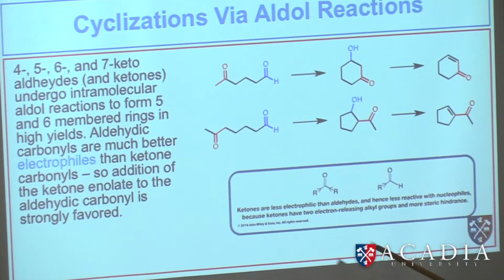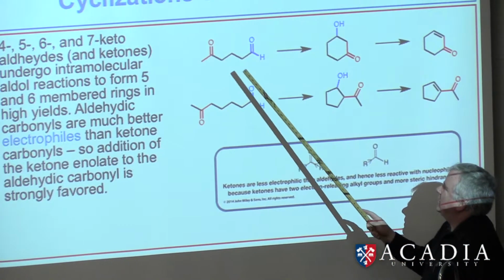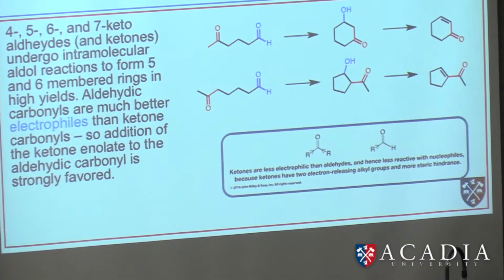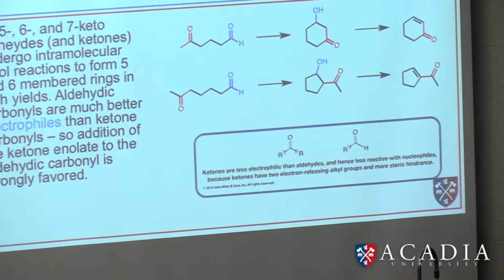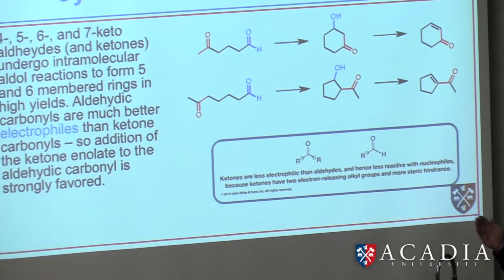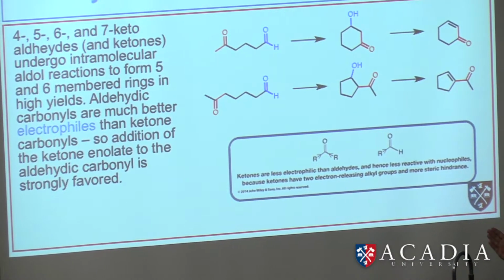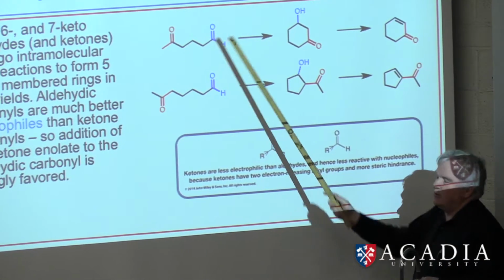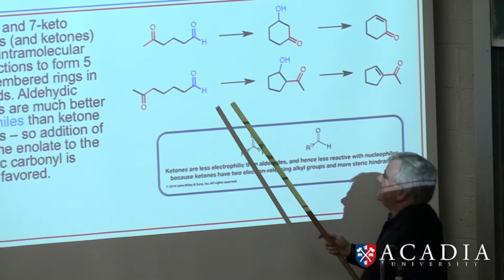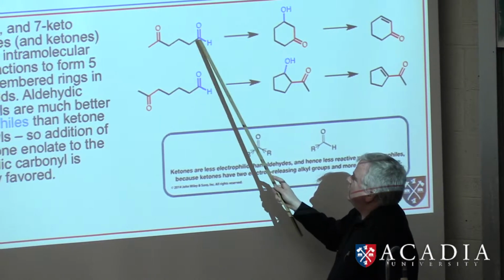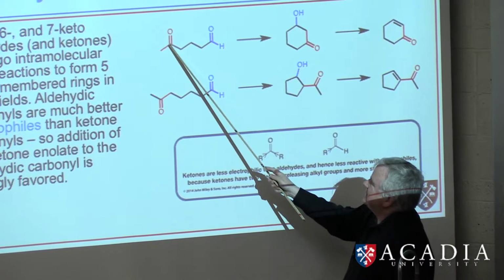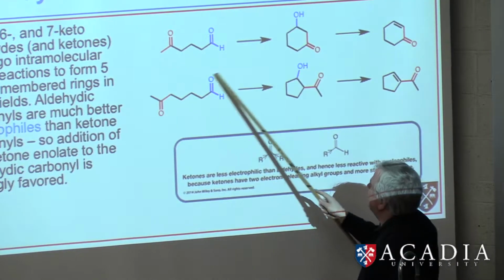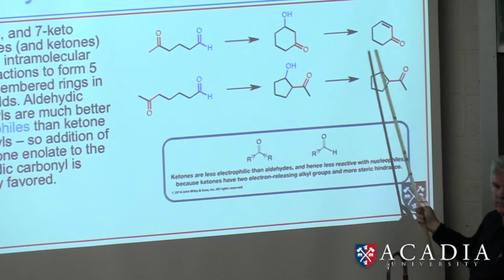What if our intended nucleophile and our intended electrophile are on the same molecule? Well, as it turns out, 4, 5, 6, and 7 ketoaldehydes, so these are dicarbonyl compounds, they have 2 carbonyl groups. And we take a look and we see, okay, there's a good electrophile. Can we make this thing nucleophilic? And we can. If we pull off this proton, it sets up to form a 6-membered ring.